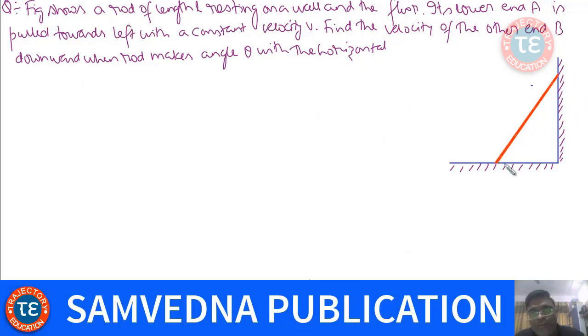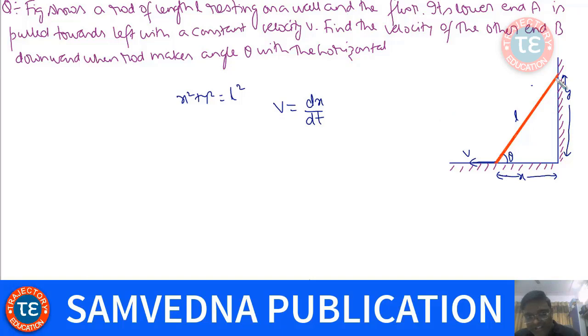The question is, the figure shows a rod of length L resting on the wall and the floor. Its lower end A is pulled towards the left with a constant velocity V. Find the velocity of the other end downward when the rod makes an angle of theta with the horizontal. Suppose this is X and this is Y and the rod length is L. So we have a constraint over here, that is x square plus y square is L square, and we have V is dx by dt, right? And we are interested in finding dy by dt. Basically we want to find this velocity, right?